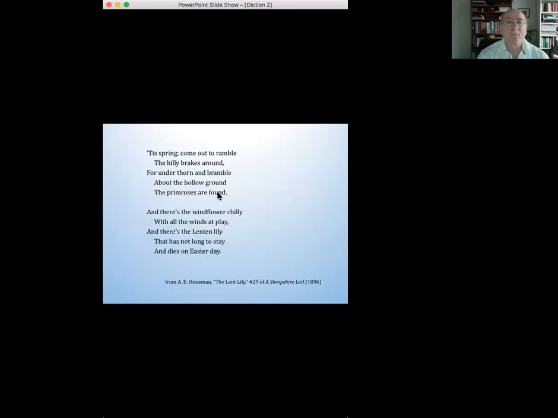"'Tis spring, come out to ramble the hilly brakes around, for under thorn and bramble about the hollow ground the primroses are found. And there's the windflower chilly with all the winds at play, and there's the Lenten lily that has not long to stay and dies on Easter Day." A.E. Housman.